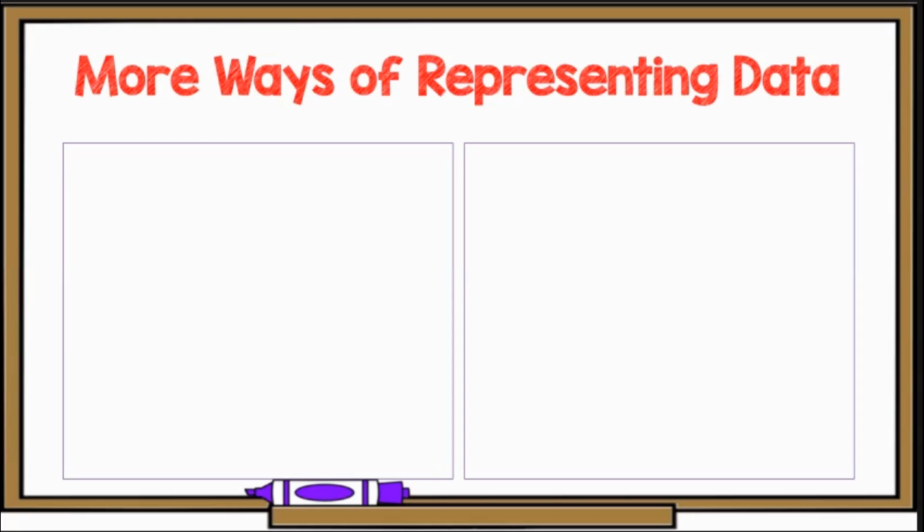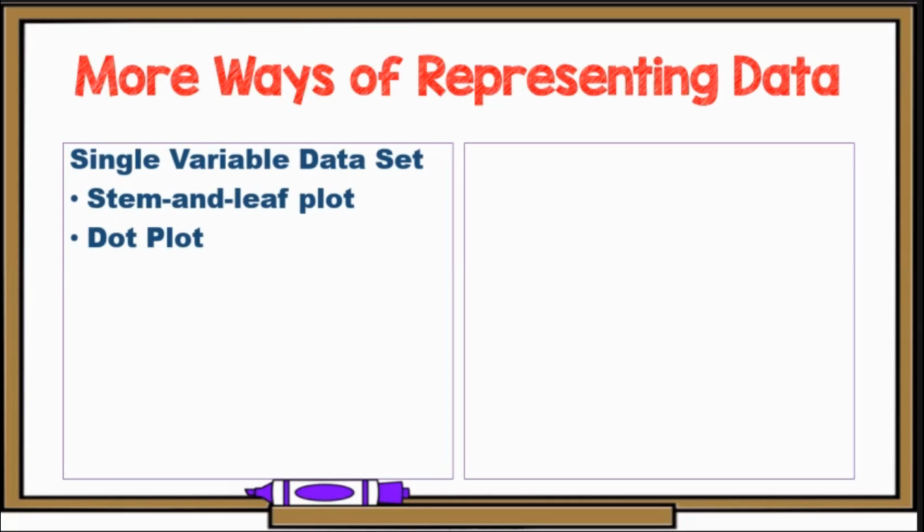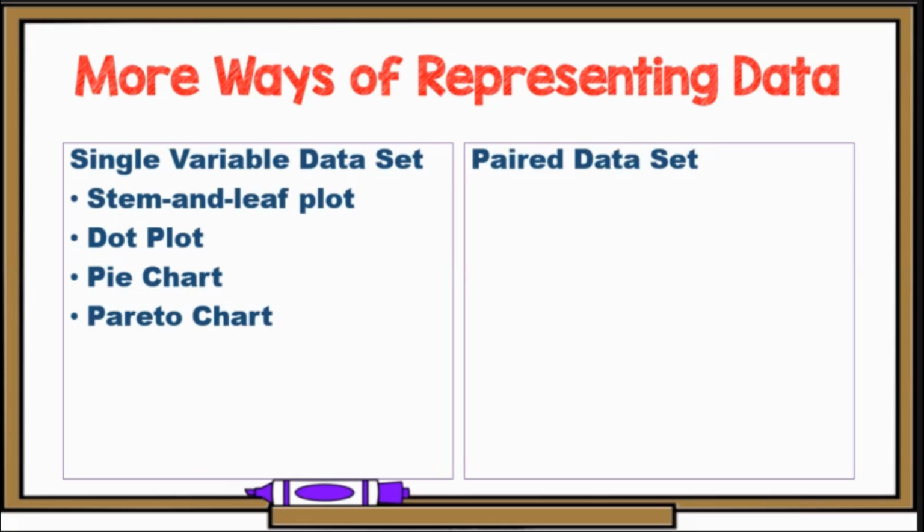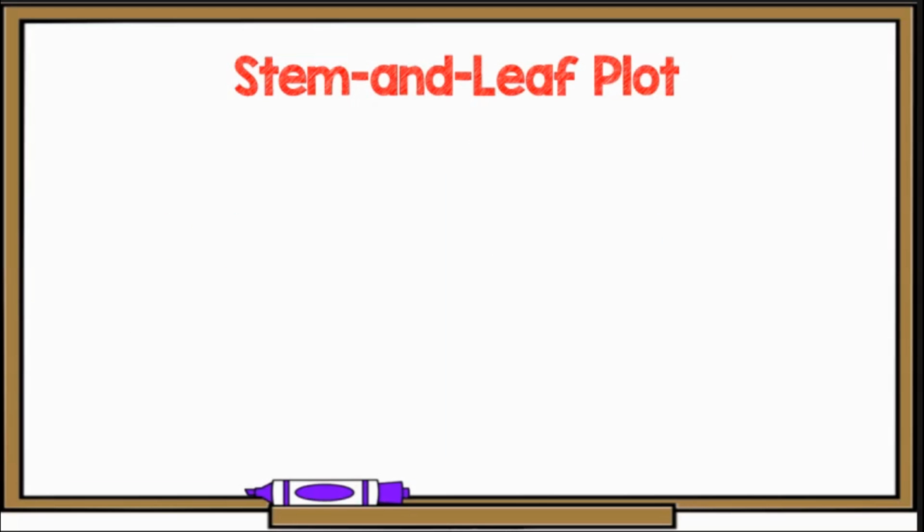So these are the other ways of representing your data aside from the frequency distribution. If you have single variable data set, you can represent them using a stem and leaf plot, a dot plot, a pie chart, a Pareto chart. And if you have a paired data set, you can use scatter plots and time series graphs. We are going to start with the stem and leaf plot. Yun nga yung nakalagay dun sa subtopic ng ways of representing data natin on the first slide, on the title slide.